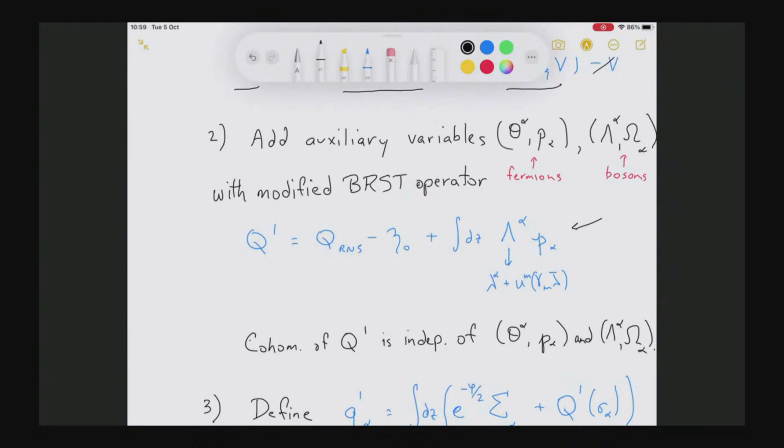Any question? So what's the nature of these auxiliary variables? They're not worldsheet fields. Yes, they will be worldsheet variables.